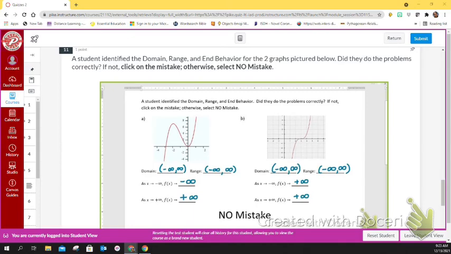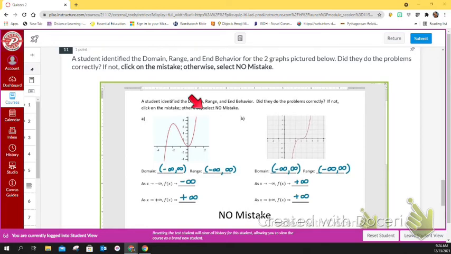Okay. So for question number 11, it says the student identified domain, range, and end behavior for 2 graphs pictured below. Did they do the problems correctly? If not, click the mistake. So let's look at this first graph. It is odd, so your domain and range would be all real numbers. I agree with that. The left side goes down and the right side goes up.